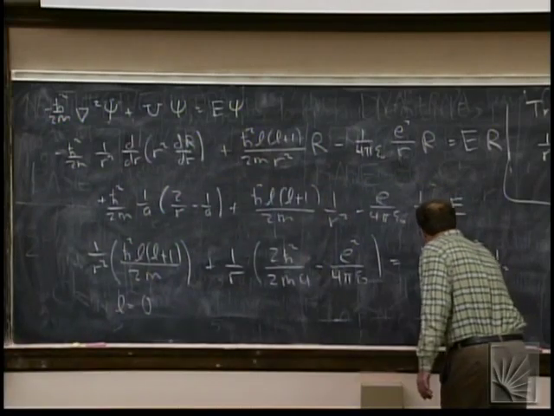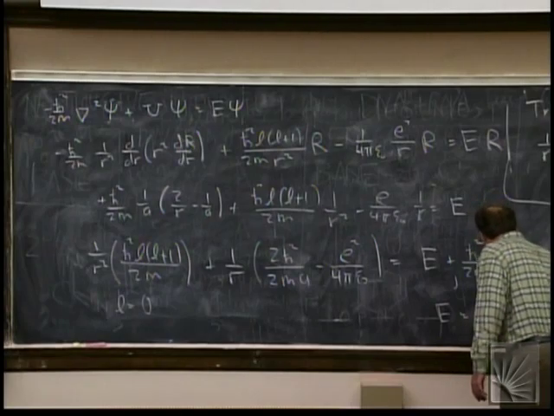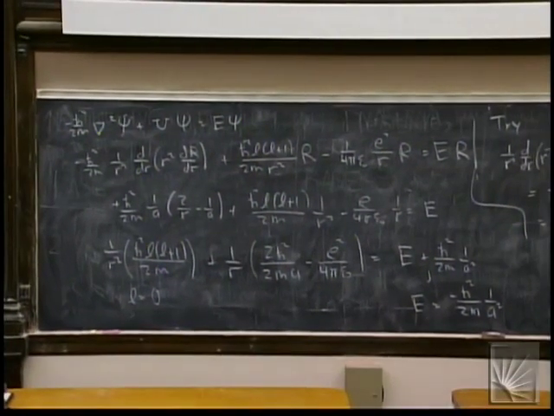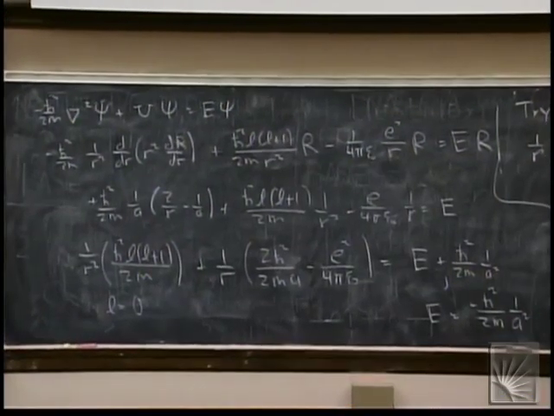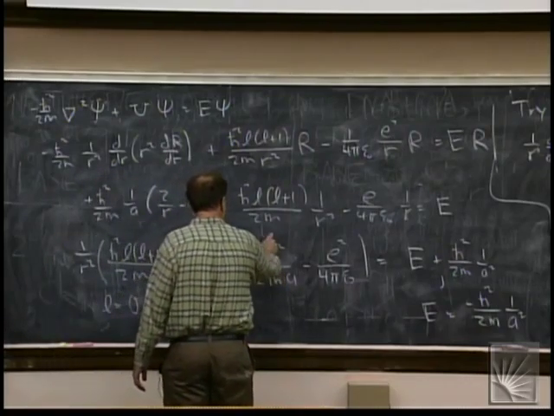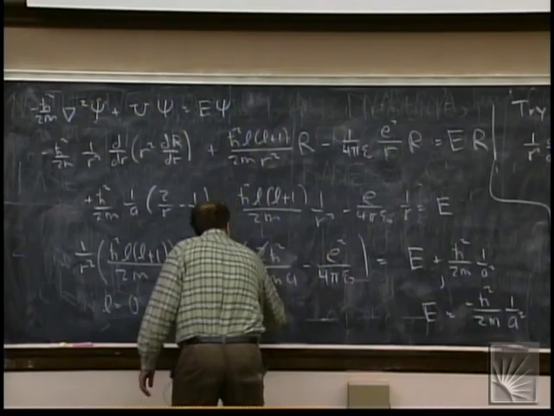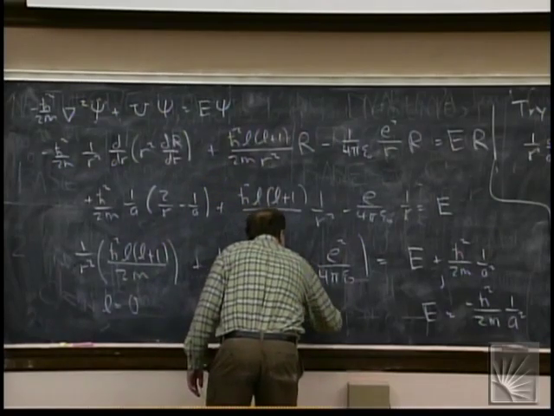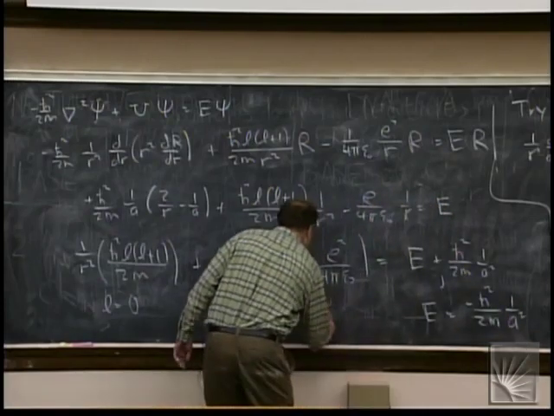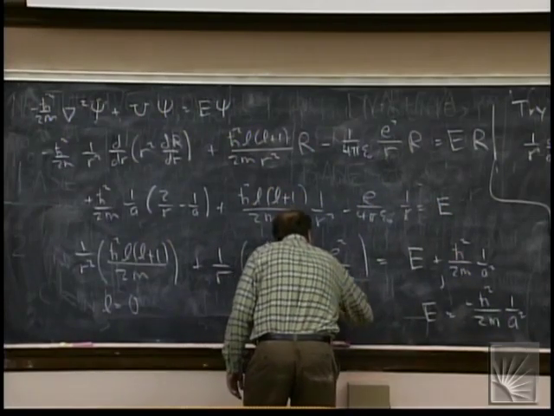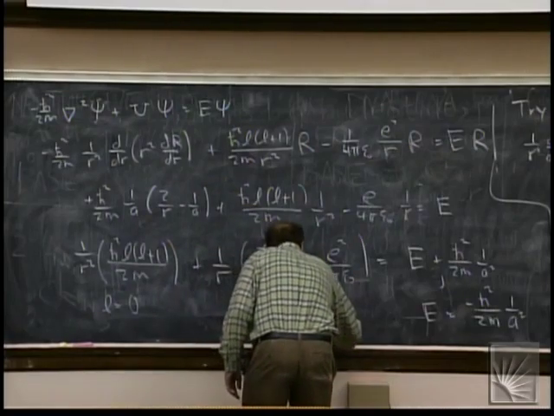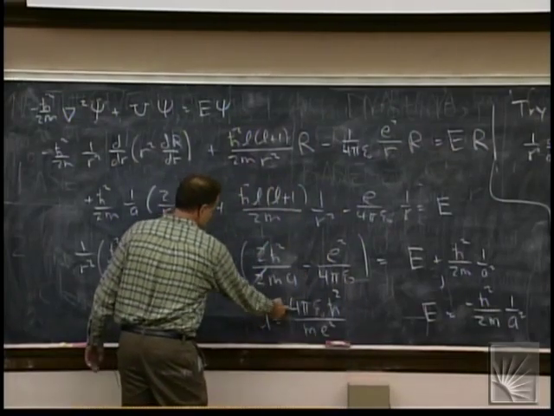We got an answer for the energy. The energy is minus h bar squared over 2m, 1 over a squared. That's the energy of the state, whatever a was up here. And this term gives me an answer for a. Let me see. The 2 canceled. And so a is 4 pi epsilon naught h bar squared over m e squared. That negative sign means that this is positive.